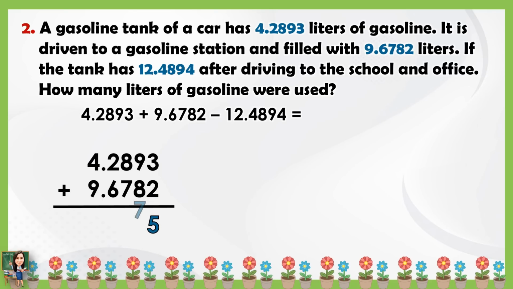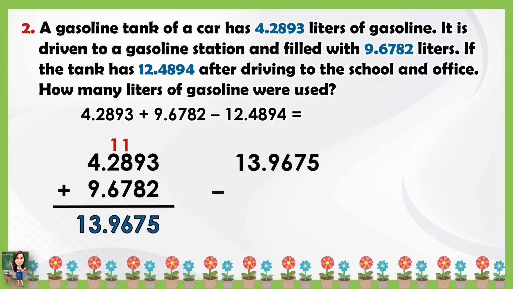9 plus 8 equals 17. Carry up 1. 1 plus 8 plus 7 equals 16. Carry up 1. 1 plus 2 plus 6 equals 9. Then 4 plus 9 equals 13. Then write the decimal point. So we have 13 and 9,675 10,000ths. So subtract these two, 12 and 4,894 10,000ths.